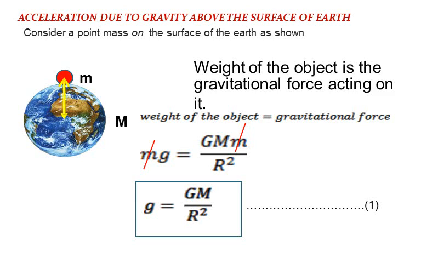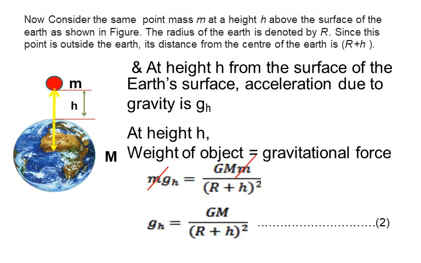Now let's calculate acceleration due to gravity above the surface of Earth. Again, consider a point mass on the surface of Earth as shown and find out the acceleration due to gravity, just as we calculated in the last slide, and you will get small g is equal to GM upon R squared. Now consider the same point mass small m at a height h above the surface of Earth as shown in the figure.